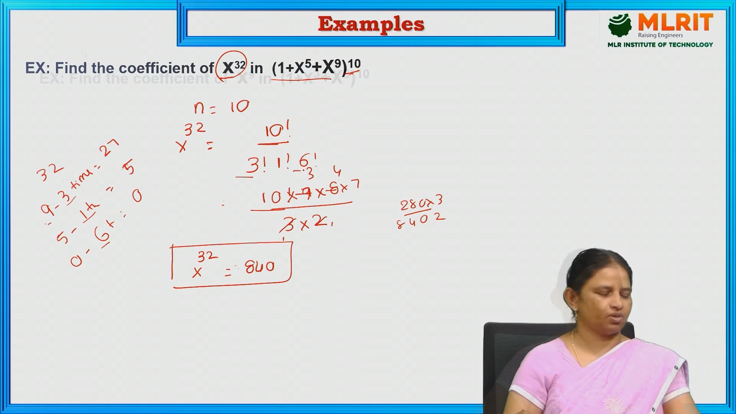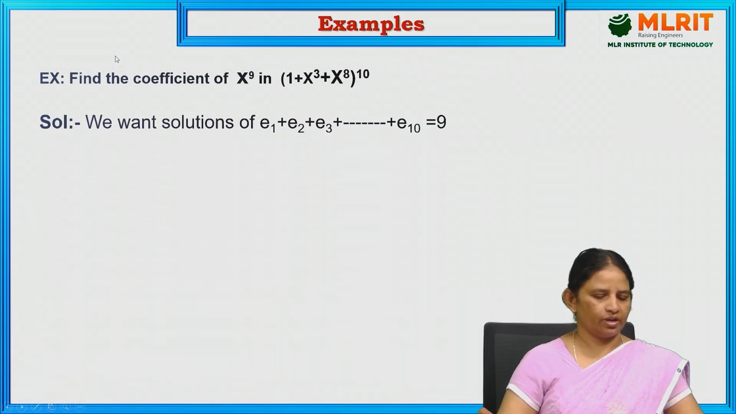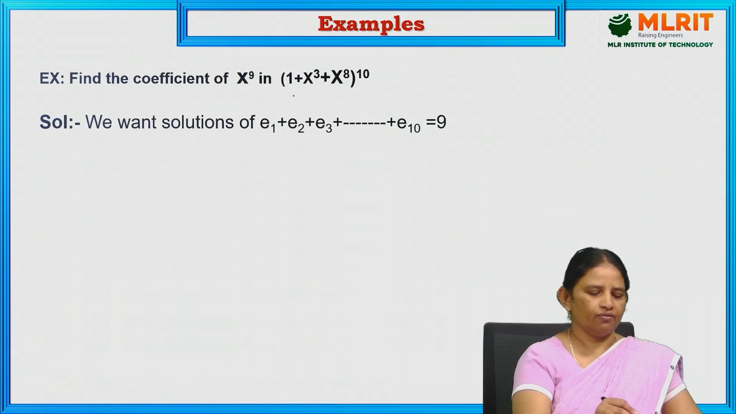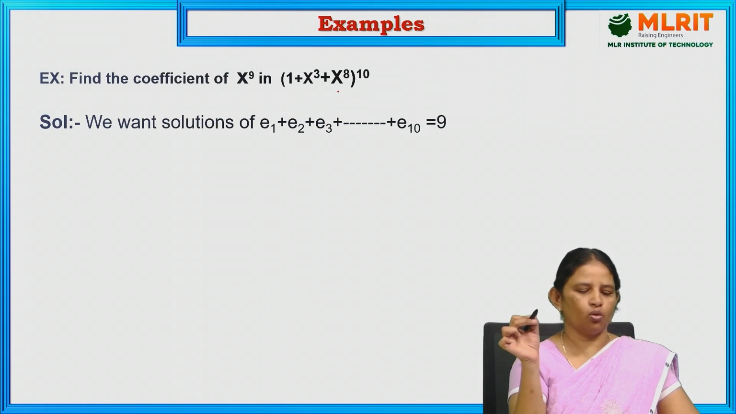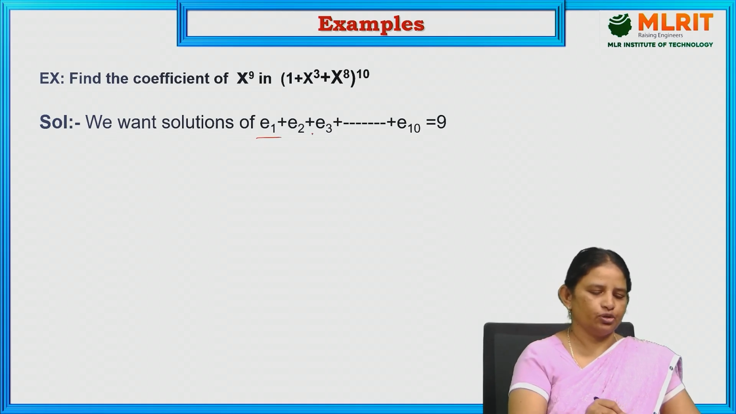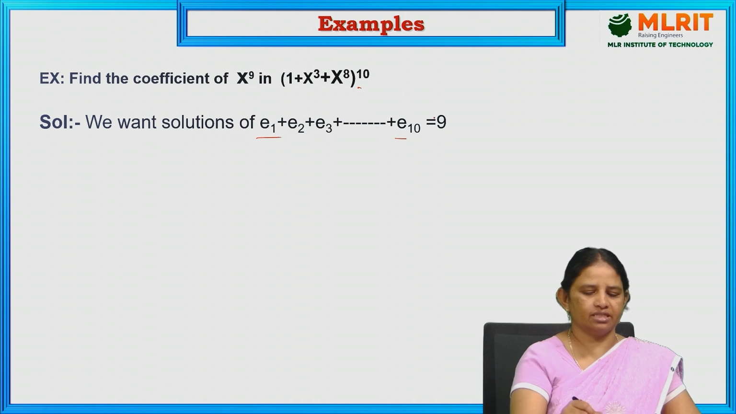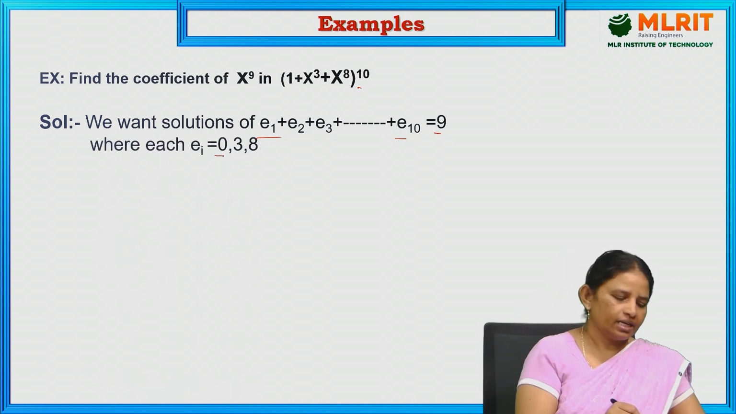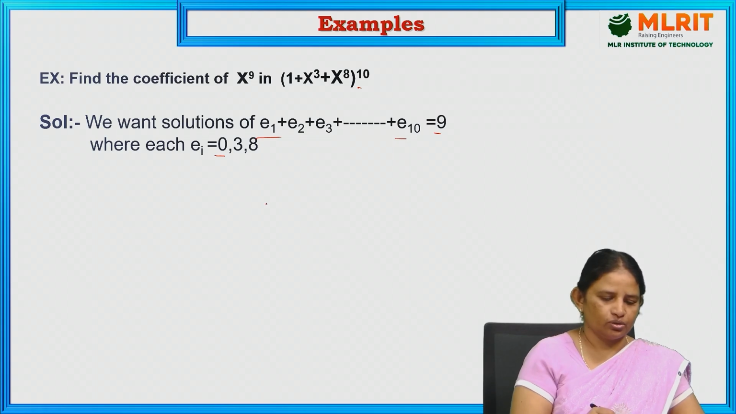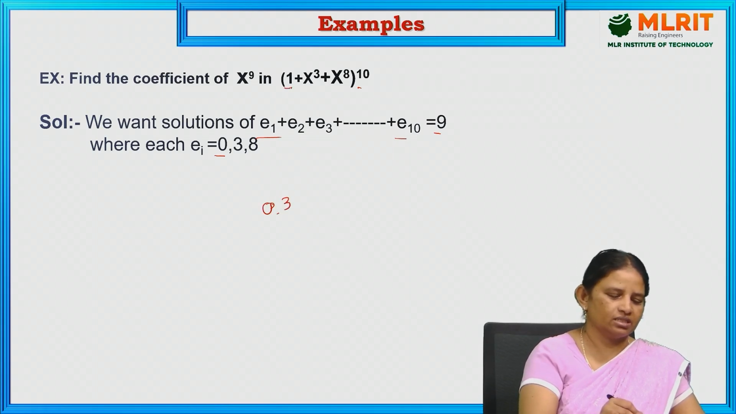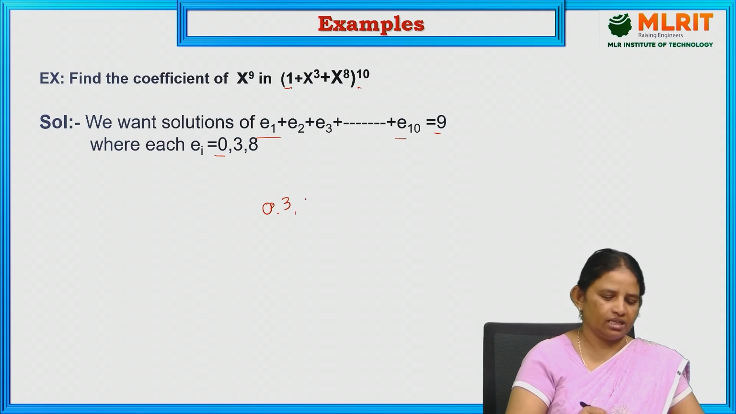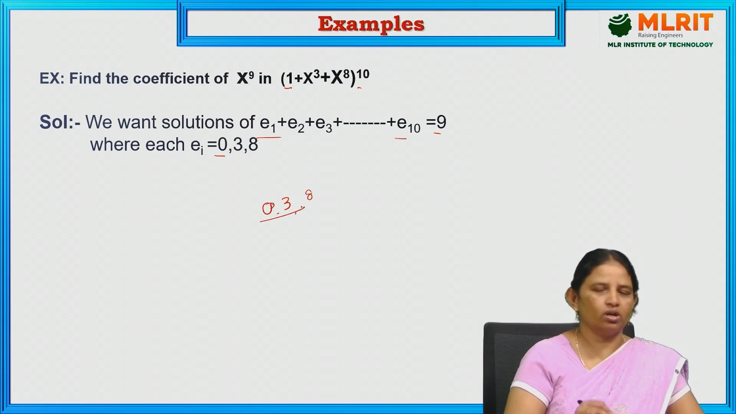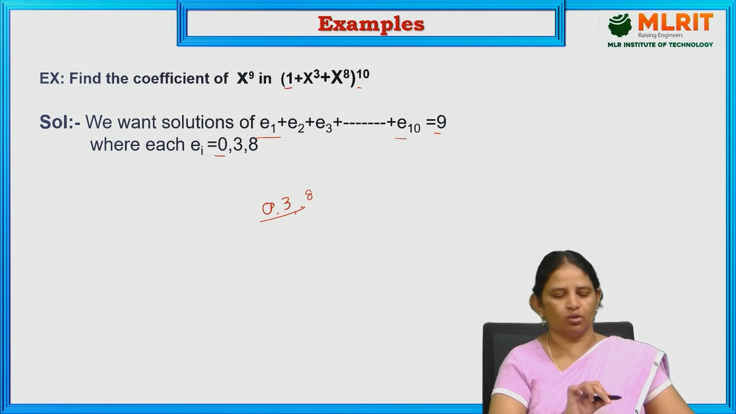Find the coefficient of x to the power of 9 in (1 + x^3 + x^8)^10. E1 plus E2 plus E3 and so on up to 10 terms is equal to 10. How to get the value 9? There are 3 choices: 0, 3, 8. The first power is 0, the second power is 3, the third power is 8. By using only these 3 terms, how do we find the 9 value?